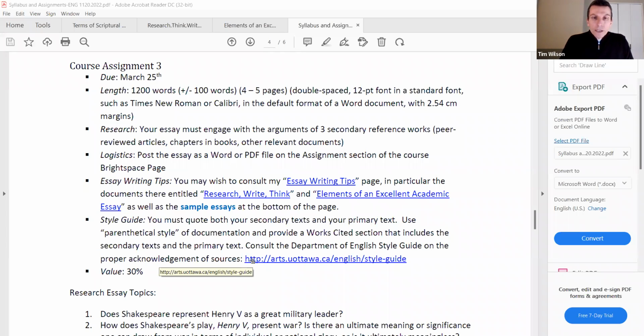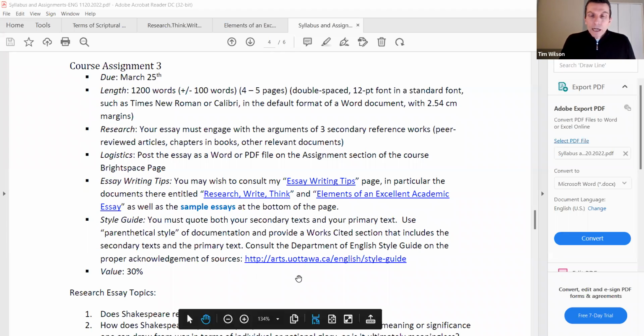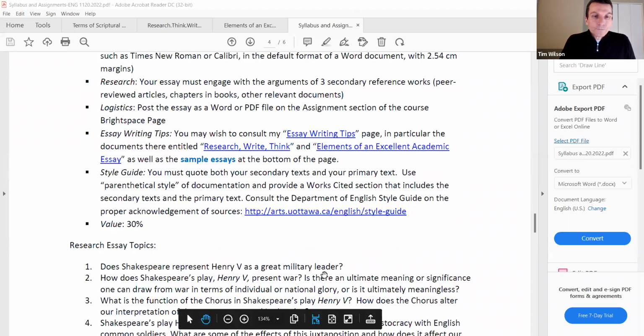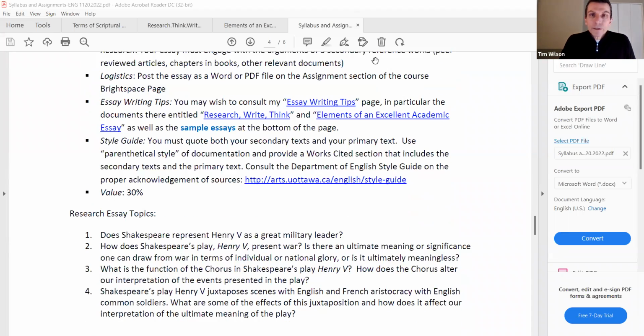The style guide linked here from the Department of English uses the MLA style guide, and it's kind of a short form of that. It also talks about different grammar and sentence construction tips. So those are some style guides. Those are some tools that you have at your disposal, and we'll talk a bit about others as we go along.